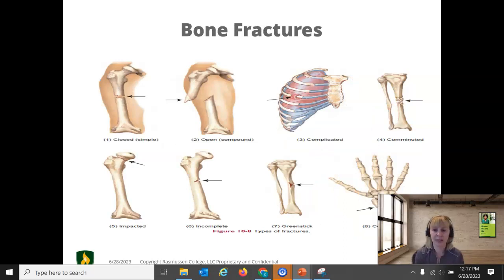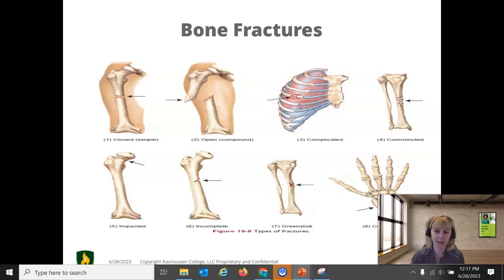So one of the other things that this chapter goes on to talk about is bone fractures. A broken bone is called a fracture. And there are different types of fractures that are classified by the extent of their damage. And you can see here that there are 8 types. The first type is a closed fracture. This is one in which the bone is broken, but there are no wounds externally. An open fracture involves a broken bone and an external wound that leads to the site of the fracture.